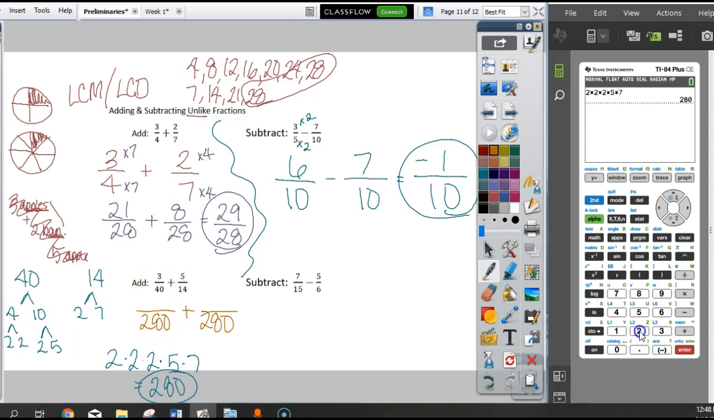So I'm going to take 280 divided by 40 to figure out what I need to multiply to get it to turn into 280, which I typed in 240. There we go. And so I end up getting 7. So I'm going to multiply this one top and bottom by 7. So I get 21 over 280. I'm going to take 280 divided by 14. So I need to multiply this one top and bottom by 20. So I get 100 over 280. Now from here I can add the numerators together, where I get 121 over 280.